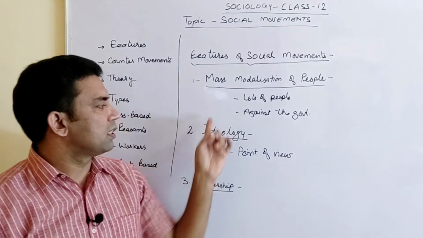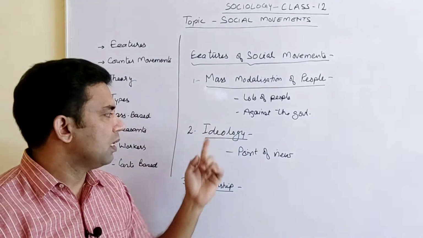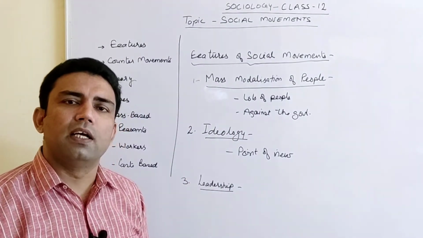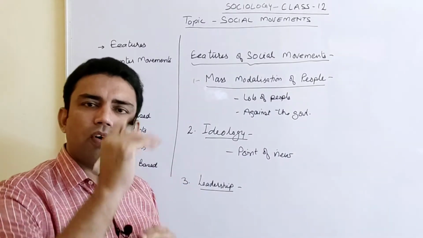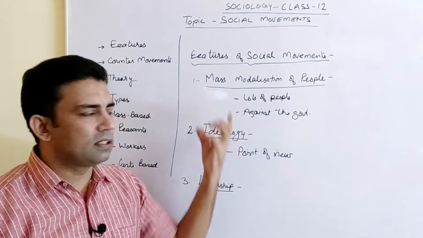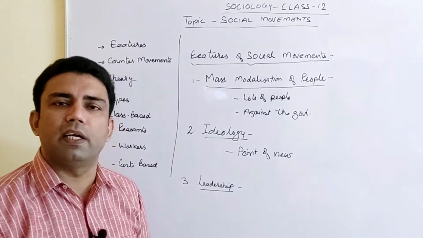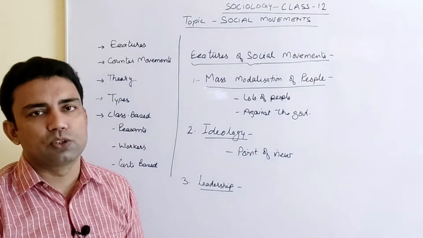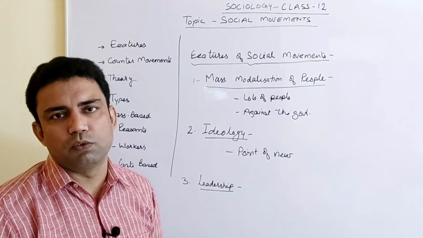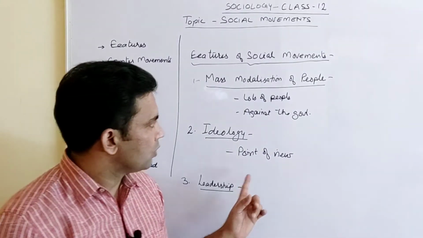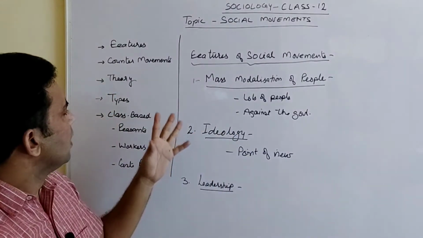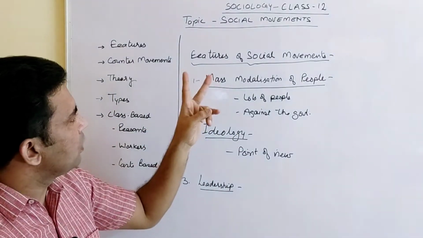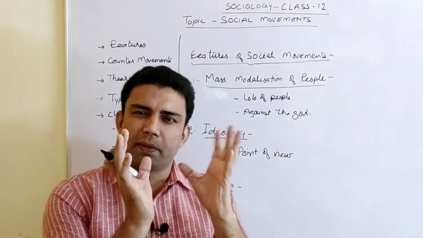So you can see all the three features: the mass mobilization, the ideology, and the leadership. These all three things are required to take the social movement forward to the next step. If these three things are not there in the social movement, then the movement will be suppressed in the initial stage, and there is no benefit of taking out such movements forward, right? So these were the features. Now you see, social movements are of two types.